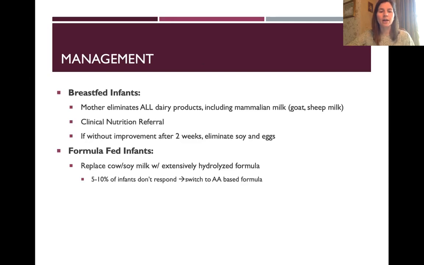hydrolyzed formula. There is significant cross-reactivity between the cow's milk protein and soy milk protein. And so the recommendation is not to transition to soy milk, but rather just to go straight to an extensively hydrolyzed formula. Having said that, there are about 5 to 10% of infants who won't respond to an extensively hydrolyzed formula. And at that point, the next step is to switch to an elemental or amino acid based formula.